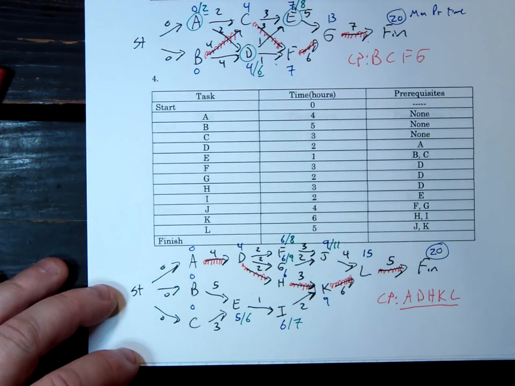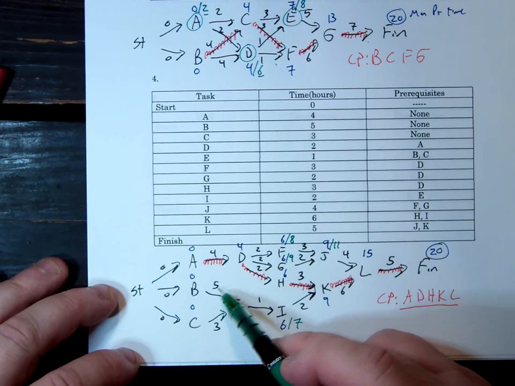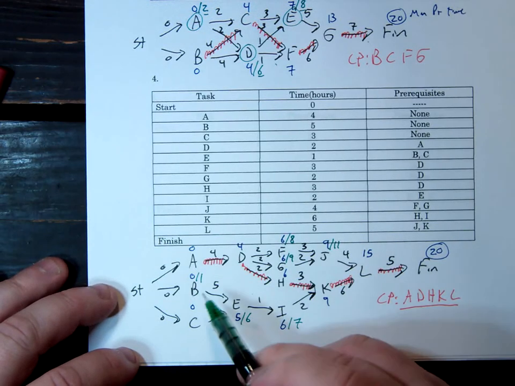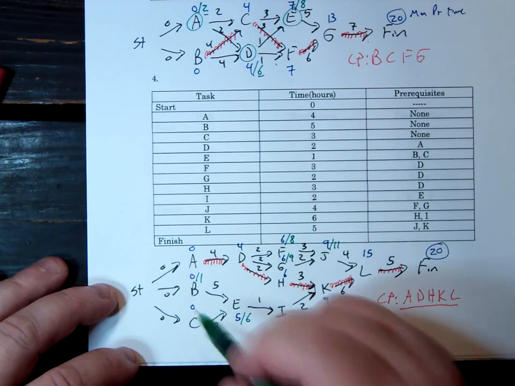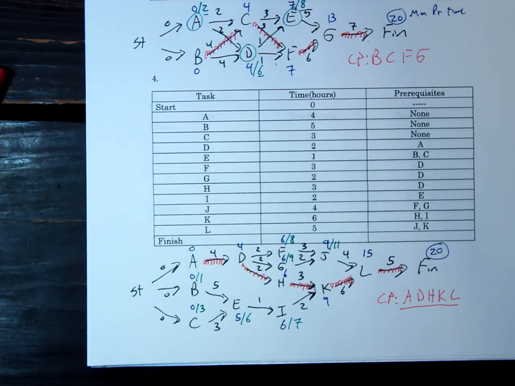And then B, who only goes to E, has to have it to him by 6. So 6 minus 5 is 1. His latest start time would be after 1 hour. And C could actually, 6 minus 3, he could wait till after 3 hours before he even starts. So all the green are the latest start times. And remember, only tasks that are not on the critical path have a latest start time.